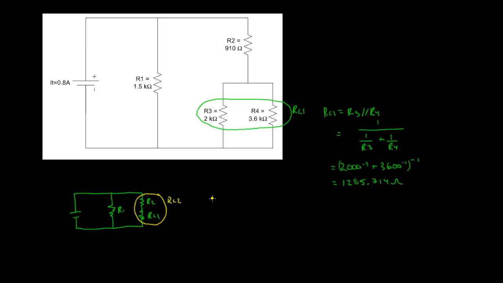So solving for RC2, RC2 is equal to R2 plus RC1. Plugging in some values, we get R2 of 910 ohms, so 910 plus RC1, which is 1285.714 ohms. Solving for this, we get a value of RC2 of 2195.714 ohms.